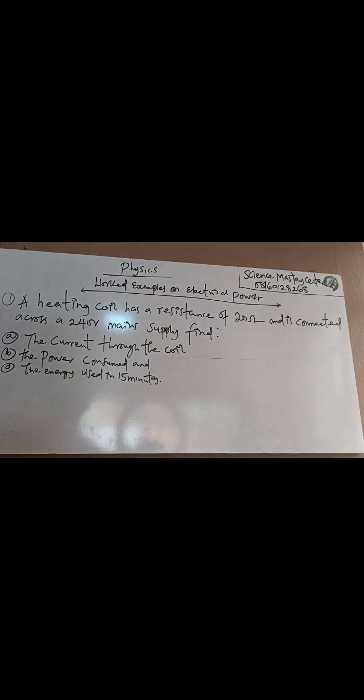Now, they said a heating coil has a resistance of 20 ohm and is connected across a 240 volt mains supply. Find A, the current through the coil, B, the power consumed, and C, the energy used in 15 minutes. This is a typical WAEC question. You don't need to panic at all. Just calm down. As I'm going to take you through these questions now, we are going to solve it. You see how simple this question is.